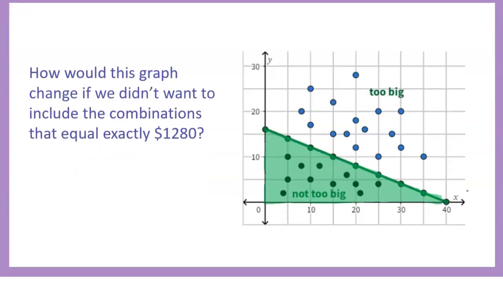And just a quick question at the end here, how would this graph change if we didn't want to include the combinations that equal exactly 1280? If we didn't want to include this line? Well, we'd make that a dotted line, right? Dotted line tells us that it is not including those points. And when we wrote the equation, negative 2/5 x plus 16, we'd still have it be less than, but now we wouldn't have that equal sign underneath.